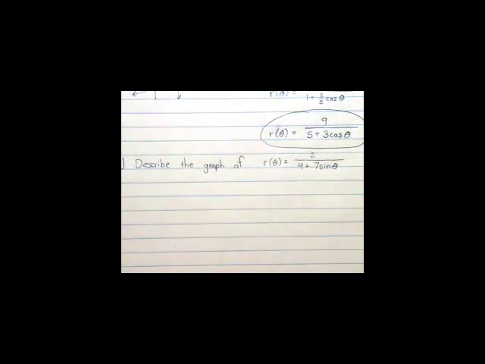Let's say we got something like that. Describe the graph of r of theta equals 2 over 4 plus 7 sine theta. By describe the graph, I mean, what kind is it? Is it an ellipse, hyperbola, parabola? Anyway, what kind of conic section is it? What's the orientation of it? Where is the directrix? All that kind of stuff.